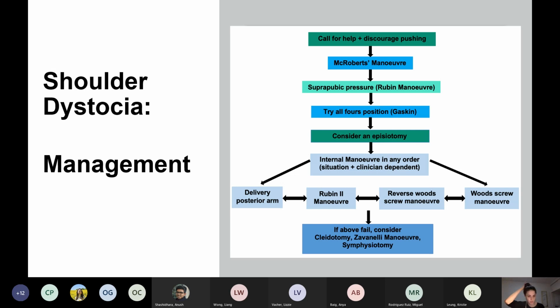So you should consider large episiotomies for these. You need to make them large so you have as much room as possible, and it makes it easier to do. But you need to make sure that the woman has some sort of analgesia before you go giving her an episiotomy. So that's important to note.